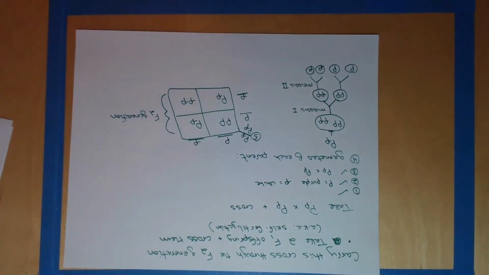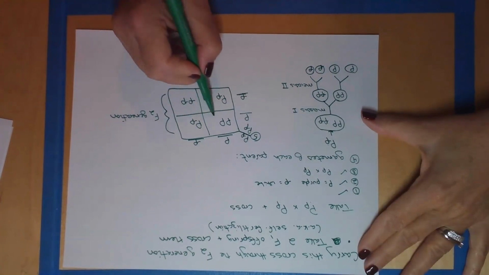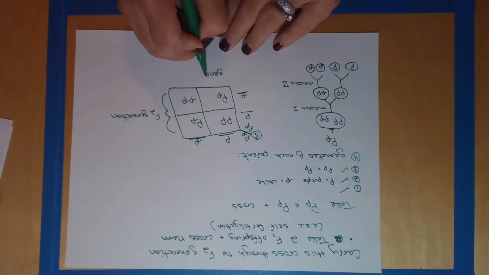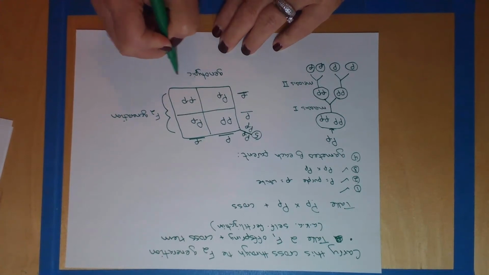The second generation. The parents were my true breeding purple and my true breeding white, and then their children were called the F1 generation. And then I took two F1s and I crossed them, and so these are the F2 offspring. Now, check out the genotypes. So here's our genotypic ratio.